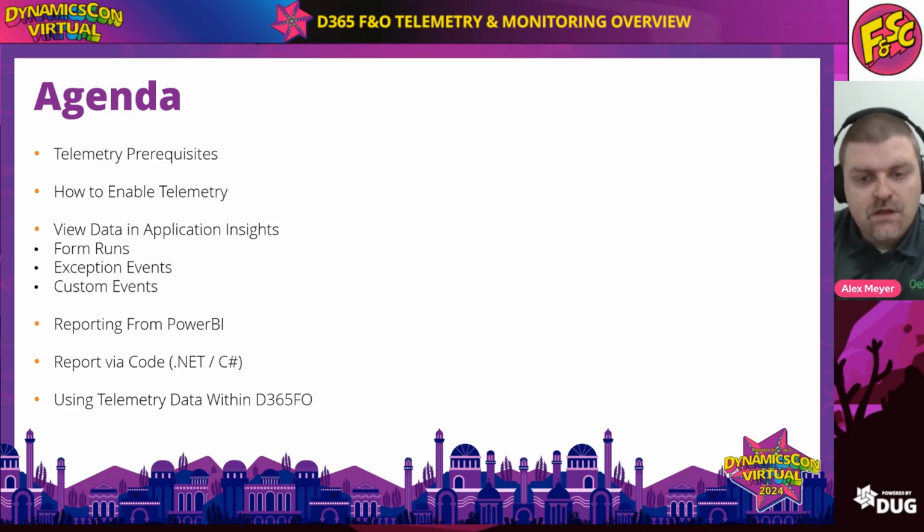And then what can we do from reporting on this, right? If we want to actually consume this telemetry data in an external application, can we do that from a .NET or C# application or any other application? How do we do that? And then can we actually reuse this telemetry data back in D365 itself, right? So, what can we do on that front? We have a lot of different avenues to cover here. So let's go ahead and jump in.